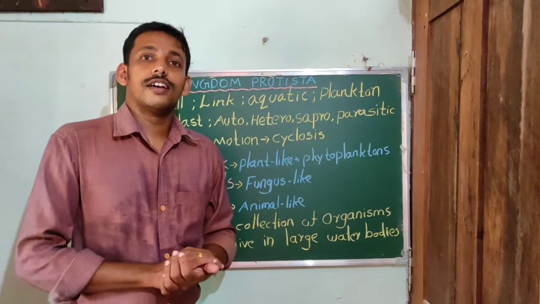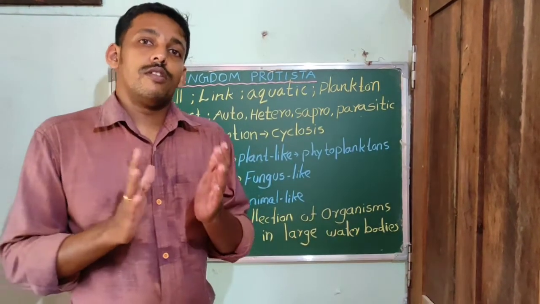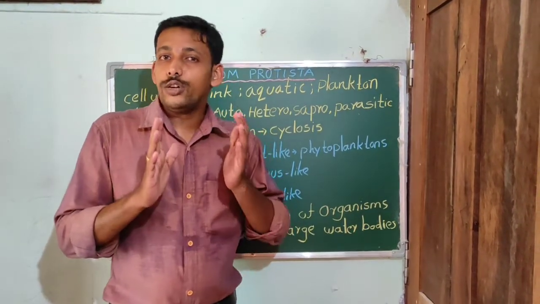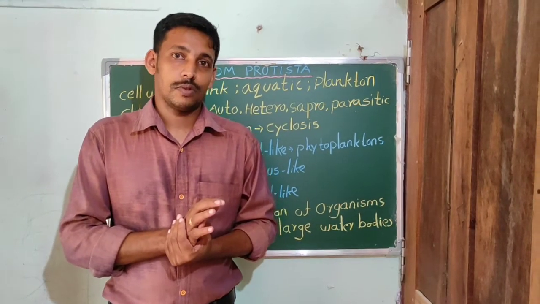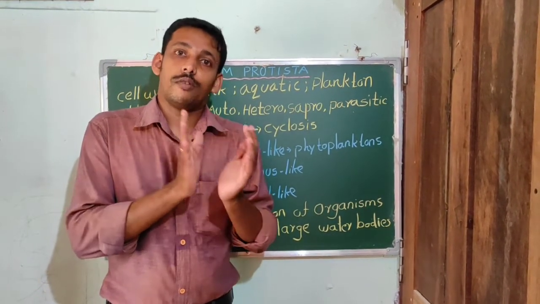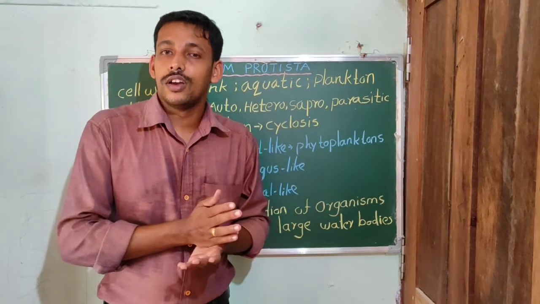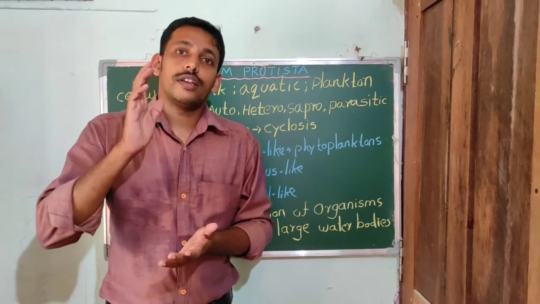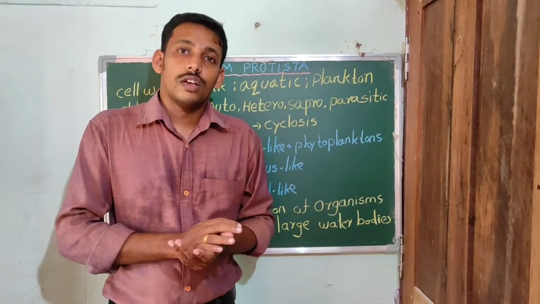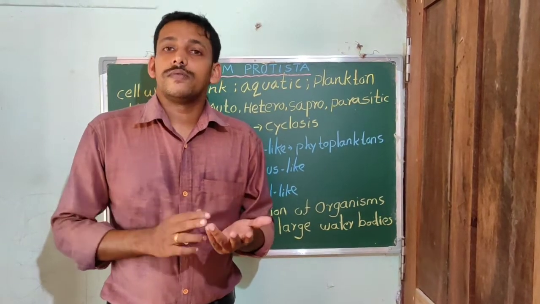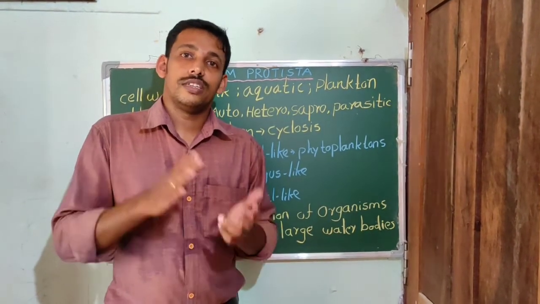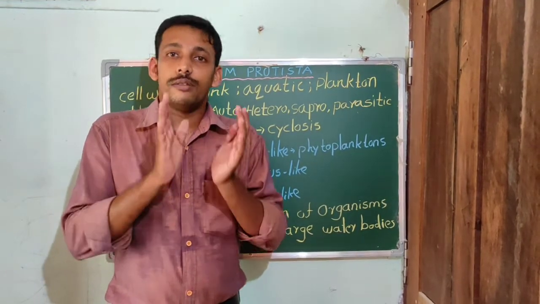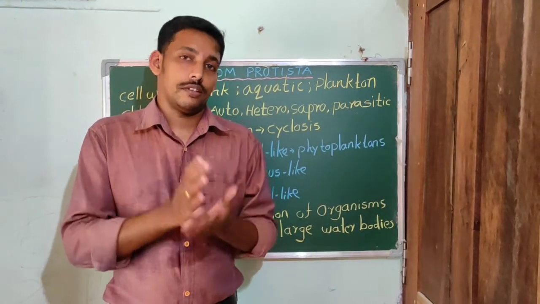Hi dears, today we are going to study a new kingdom, that is Protista. In the last class we studied the Monerans. We know that according to the 5 kingdom classification, the first kingdom we studied was Monera, then coming the Protista, then fungi, then plantae and animalia.